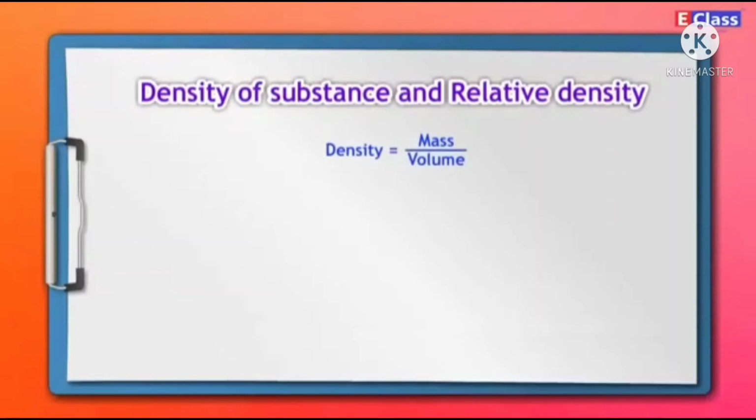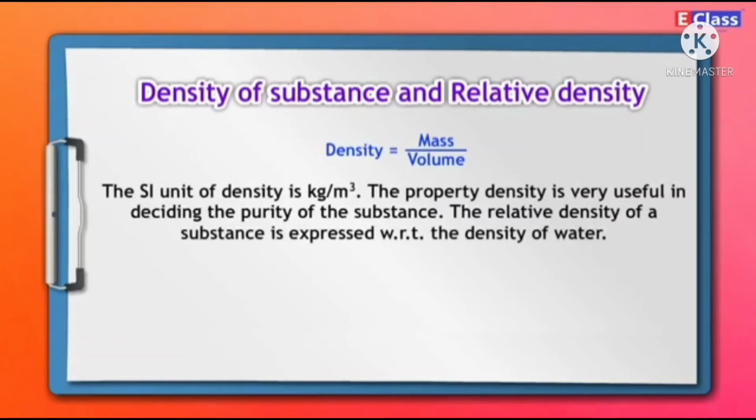Now, density of a substance and relative density. We know that density is equal to mass upon volume. The SI unit of density is kilogram per meter cube. The property of density is very useful in deciding the purity of a substance.